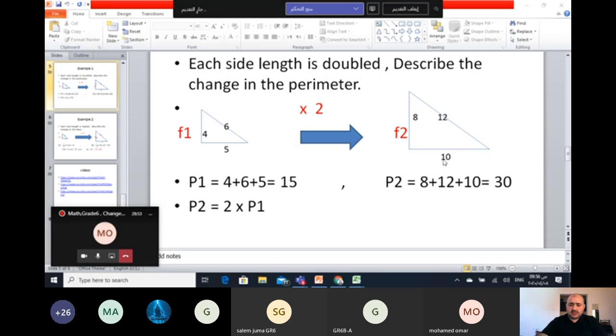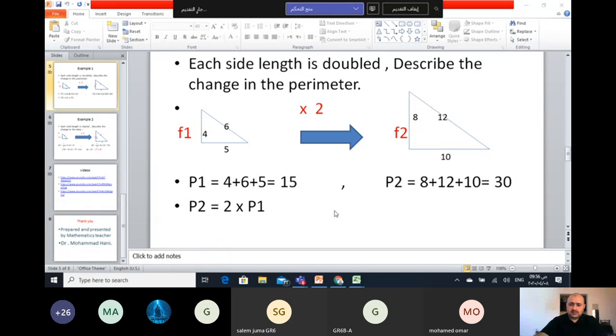When you compare between 30 and 15, as you know, 15 multiplied by 2 equals what? Equals 30. That means P2 equals 2 times P1. So when I change the dimension, multiplied by 2 or doubled, the perimeter will be doubled. So this is how the change in the dimension affects the perimeter.